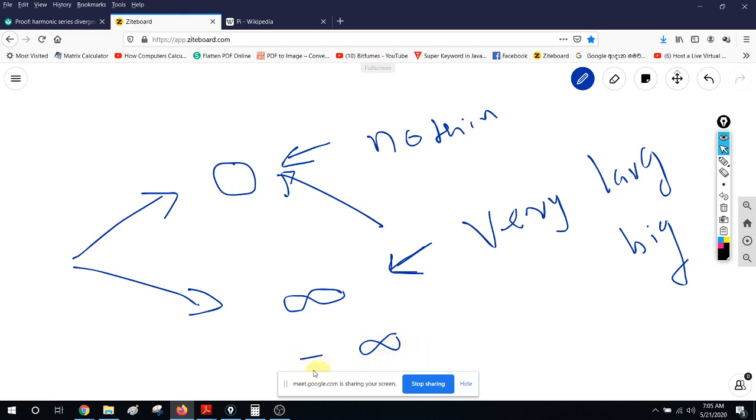For example, our national debt. Sri Lanka's national debt is something like this. Even the government doesn't know how much we have to pay back. It's something like minus infinity. So infinity means very large, and we represent that concept using this particular symbol. Now we can get back to our topic again.